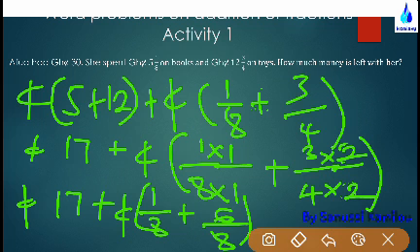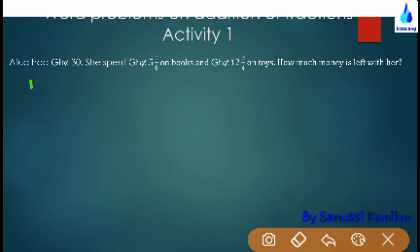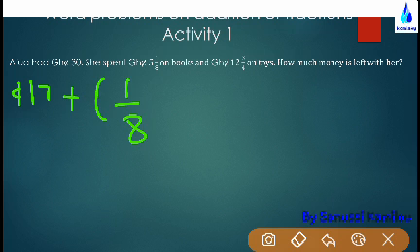Now that we are having the same denominators, we can go ahead and do our work very simple, because we have learned that when the fractions are having the same denominator, we just add the top. So let's see. 17 cedis plus 1 out of 8 plus 6 out of 8. So what did we get there?